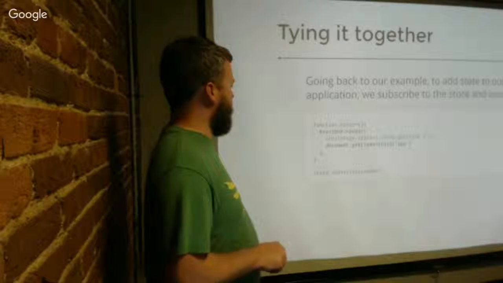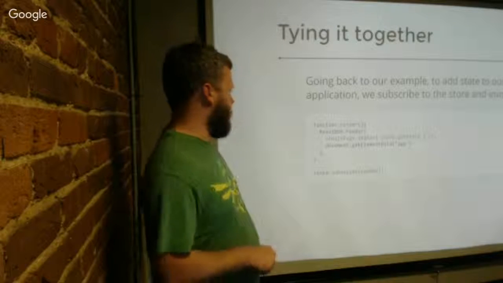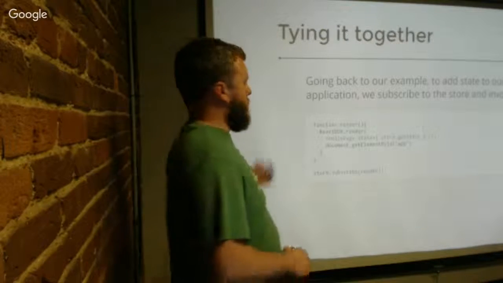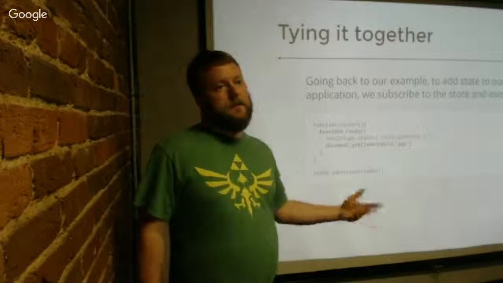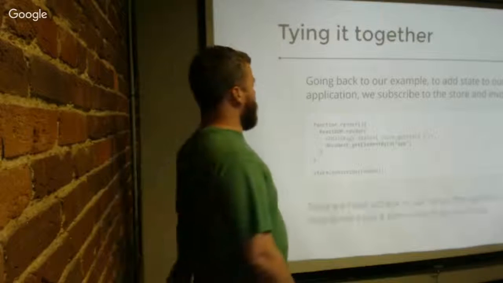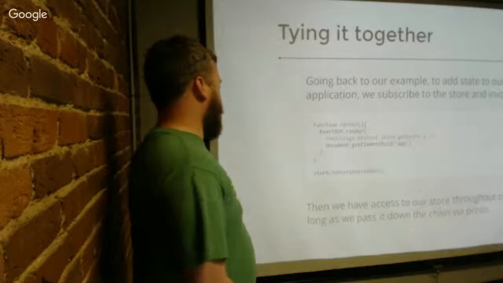And then we render it, and then we say, hey, store, I'm going to subscribe to the render function. So anytime data passes through the store, it's going to call render. And because React is smart, if no rendering actually needs to be done, it's just going to be like, okay, cool. Thanks, bro. Then we have access to our store throughout our app, so long as we pass it down the chain via props.